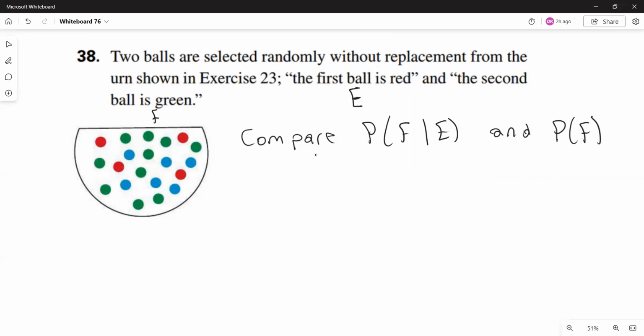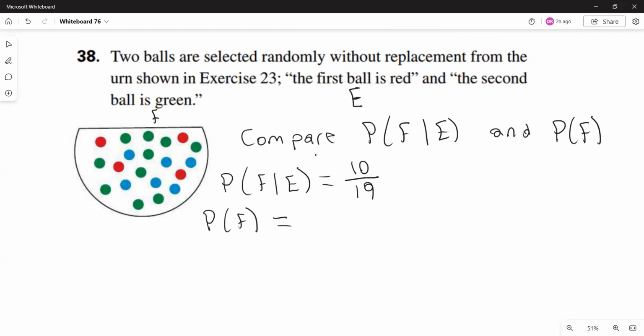So let's start by finding the conditional probability: the probability that the second ball is green, given that the first one is red. If the first one is red, there are 10 green balls left and 19 balls left. That was easy. We need to compare this to the probability that the second ball is green. Well, we don't know whether the first one was green or not.